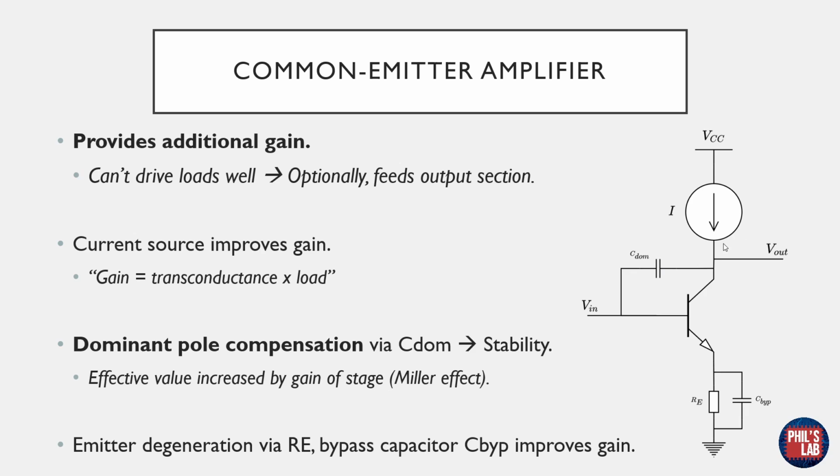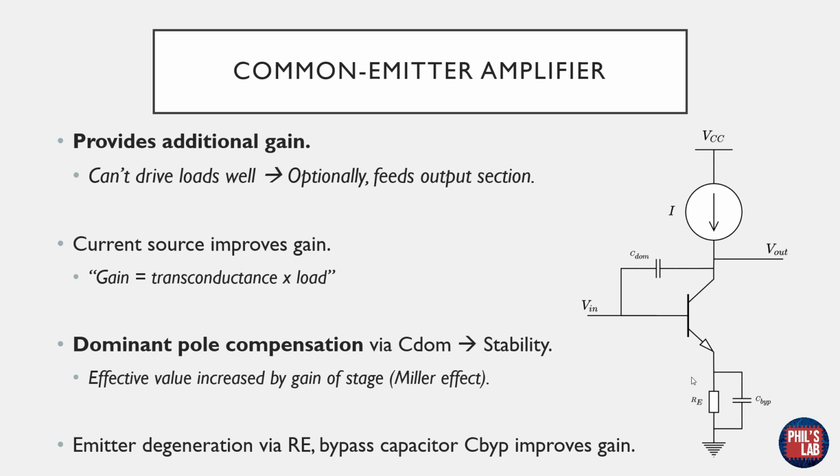Because we have gain in this stage, we are exploiting the Miller effect. So any capacitance seen between the base and the collector of this amplifier is effectively multiplied by the gain of this stage. So actually C-DOM is typically a very small capacitor, anywhere from 22 picofarads to 100 picofarads.